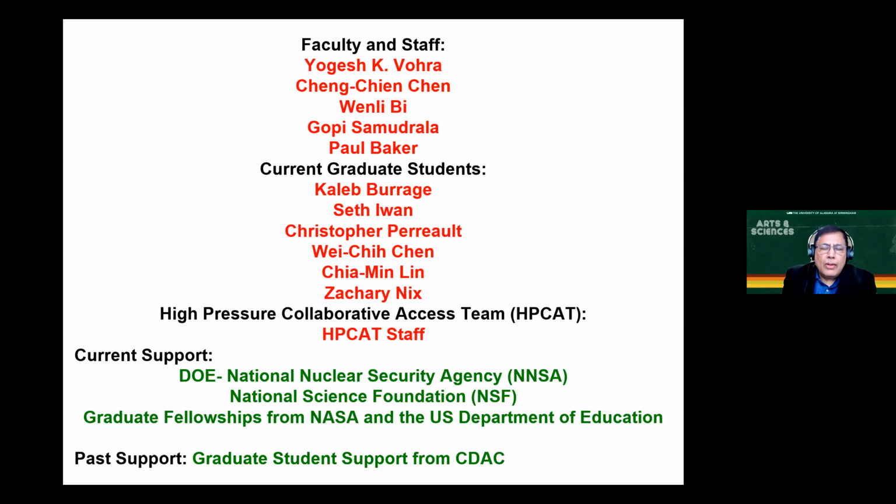Okay, first I'd like to acknowledge my collaborators at UAB. We have 3 faculty members. Dr. Cheng-Chien Chen is a theorist, and Dr. Wenli B, a former student of Dr. Jim Schilling, is now an assistant professor at UAB. Then we have 2 staff members, which have contributed a lot to the technical development. We have 6 graduate students in the program.